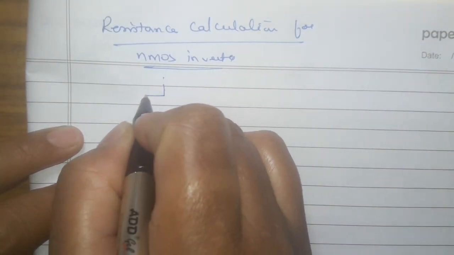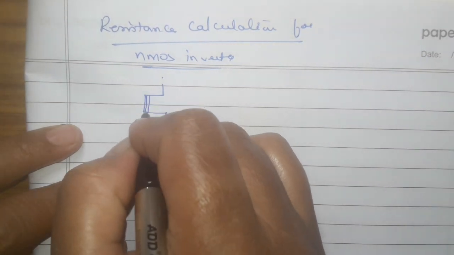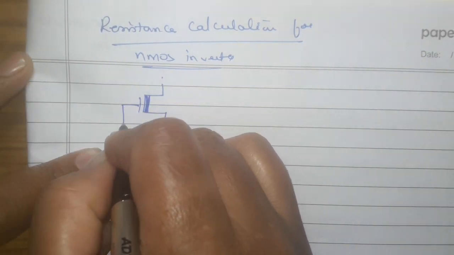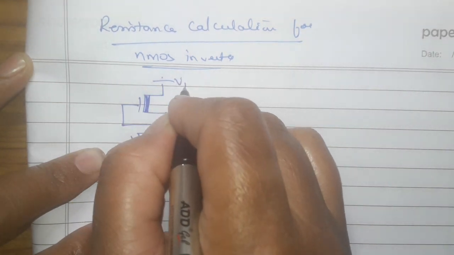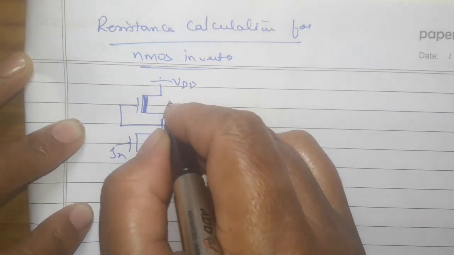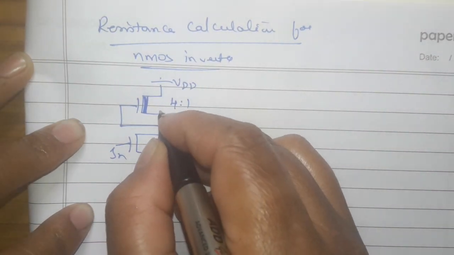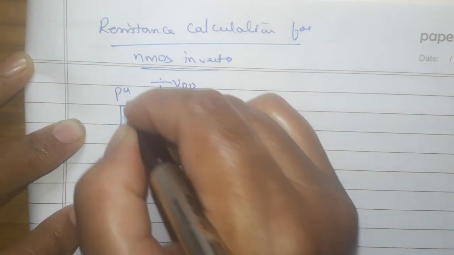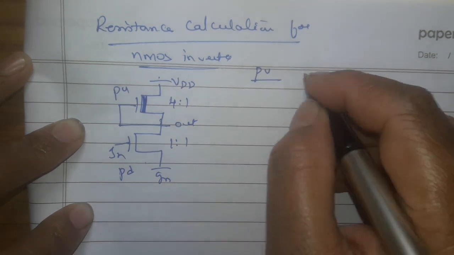It consists of a depletion mode transistor as a pull up and one enhancement mode transistor, and the gate is connected to the output. This will be my output, this will be my VDD, this is my input, this is my ground. The ratio of this transistor is 4:1, this is 1:1. This is your pull up transistor, this is your pull down. So, first let us calculate for the pull up transistor.